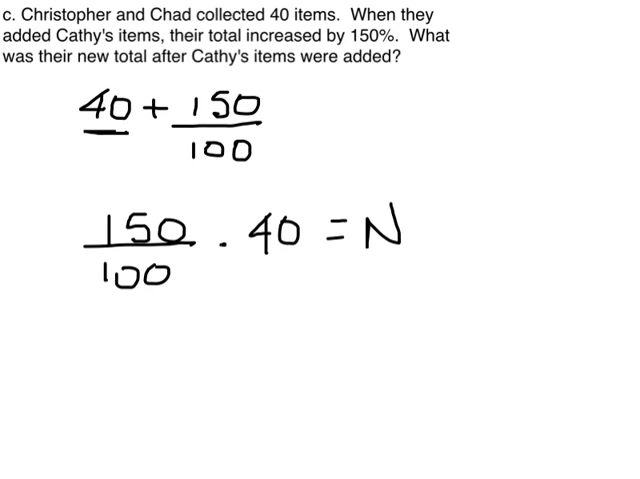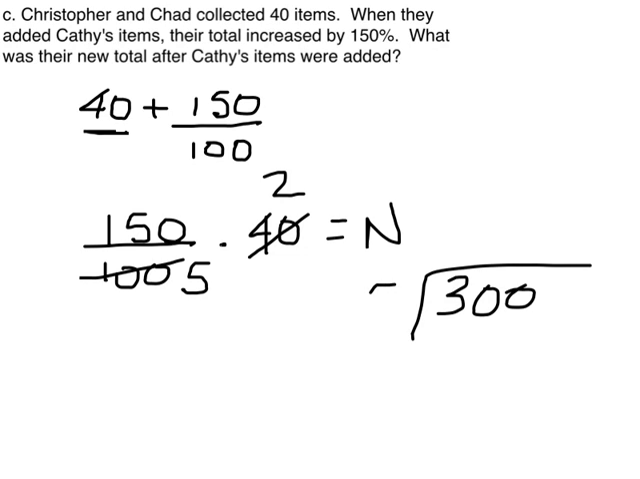Now here I can go ahead and say 40 and 100 are both divisible by 20. So this can be a 2 and this can be a 5. And then 150 times 2 is 300. And 300 divided by 5 is 60. Alright, so 60 would be the new total.